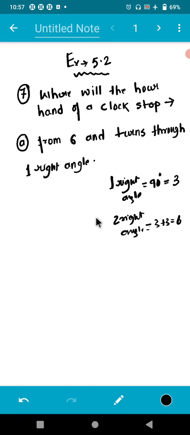Fine. So now let us check if our hand is facing 6 and it moves one right angle, where will the hour hand stop? So this is the question. First of all we have to assume this particular drawing as a clock. Okay, assume this as a clock. Now this is the middle number. Now this is 1, 2, this is 4, 5, this is 6, sorry I have written wrong. So this is 9 and this is 6, so this is 7, 8 and this is 10 and this is 11.